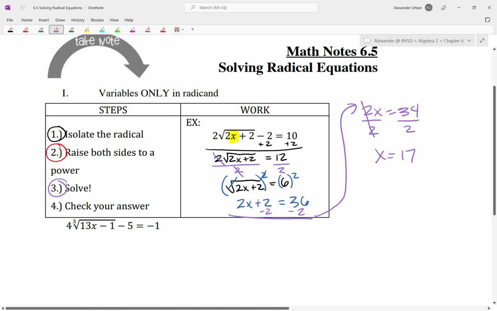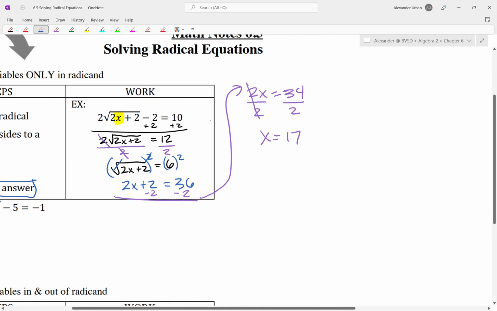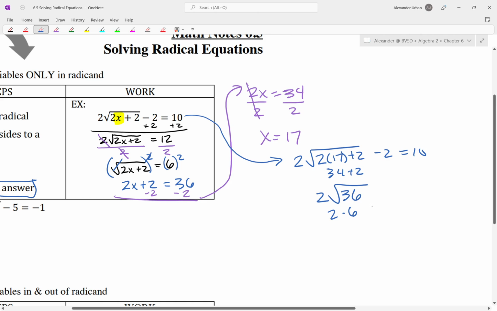Our last step is to check our answer, and to do this, we just substitute it back into the original. So we're going to use this x equals 17 in the original. 2 times the square root of 2 times 17 plus 2, minus 2 on the outside, is equal to 10. Let's try it. 2 times 17 is 34. 34 plus 2 is 36. The square root of 36 is 6. So this is now 2 times 6 minus 2 is equal to 10. And this is true because 2 times 6 is 12, and 12 minus 2 is 10. So that's definitely true.